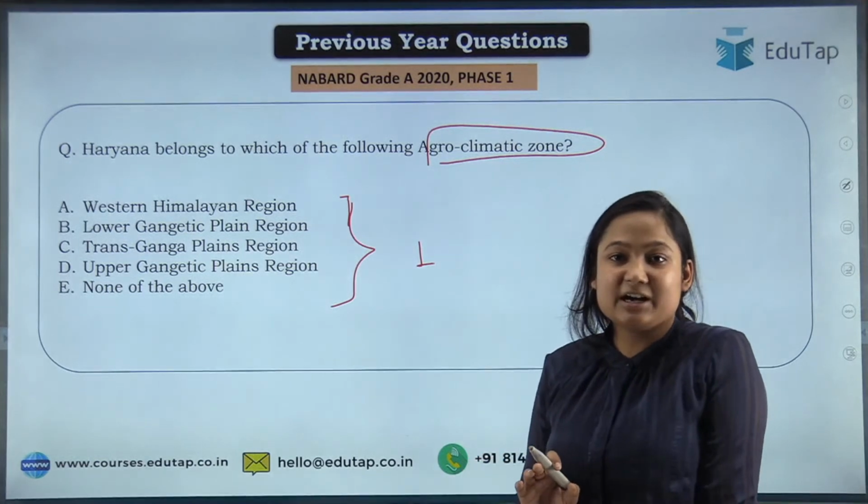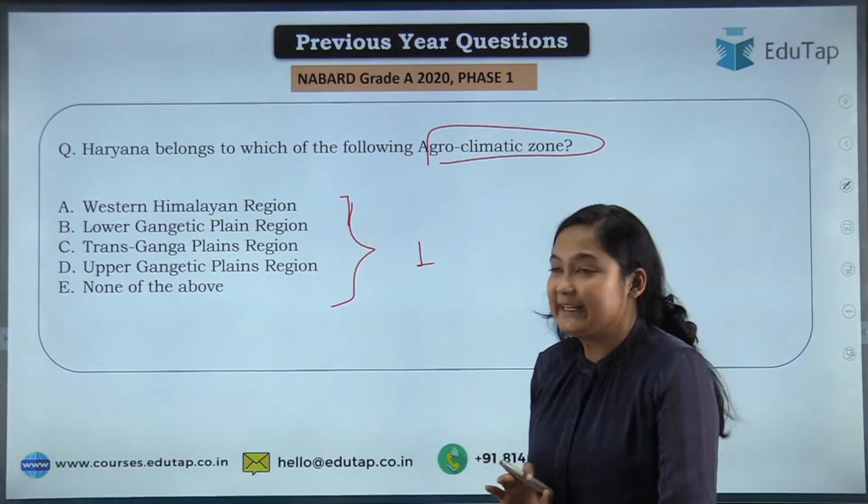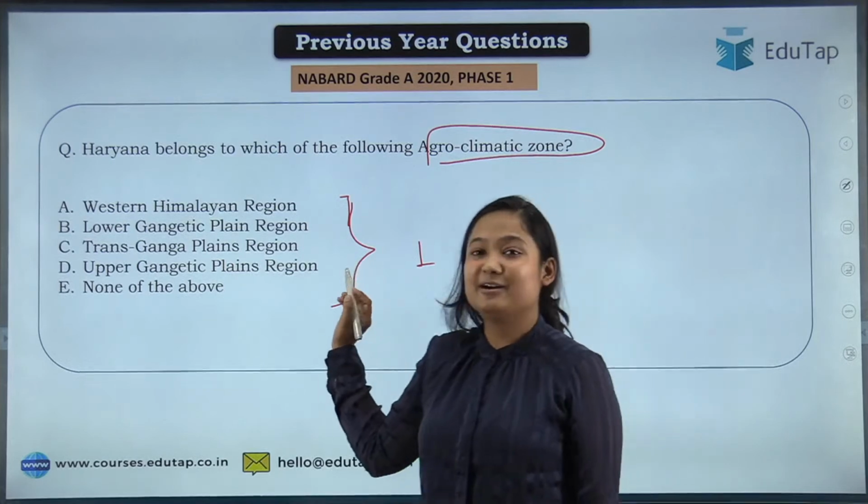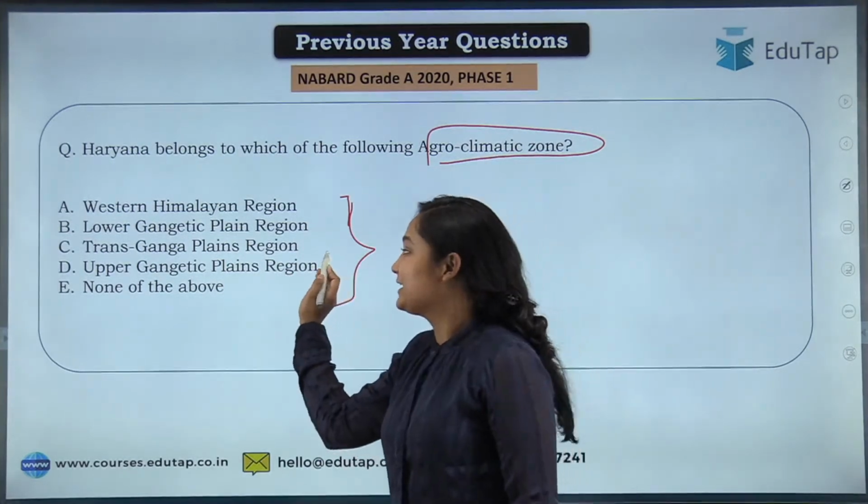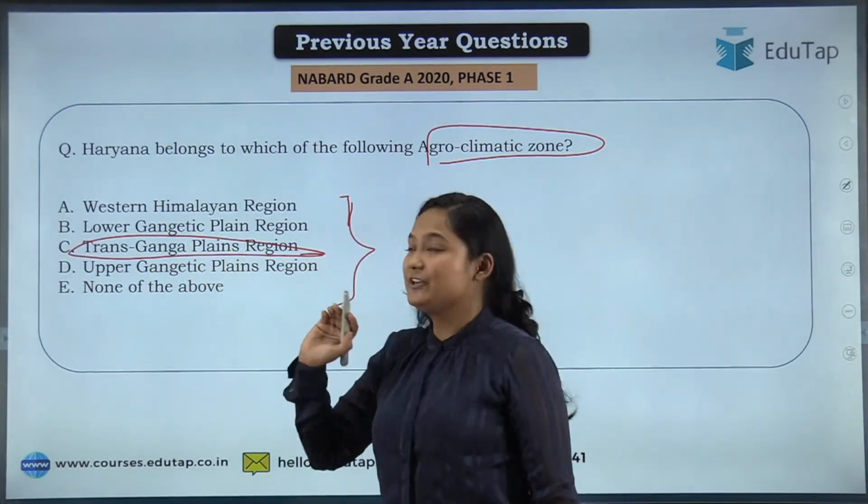Very good, Abhijit, Dark Horse, Rathod. You all are correct, and the correct answer will be the Trans-Ganga Plain region.